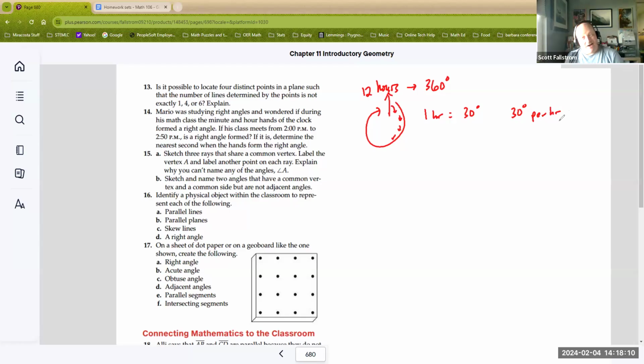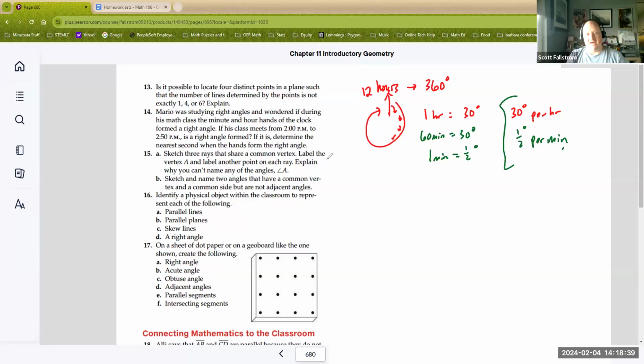But an hour is 60 minutes. So if you prefer to do minutes, then just change that one and say, okay, 60 minutes is the same as 30 degrees. Divide by 60, and you can say 1 minute is 1/2 degree, which would be 1/2 degree per minute. Use one of these two. I don't care which one. Don't mix them. Pick one.